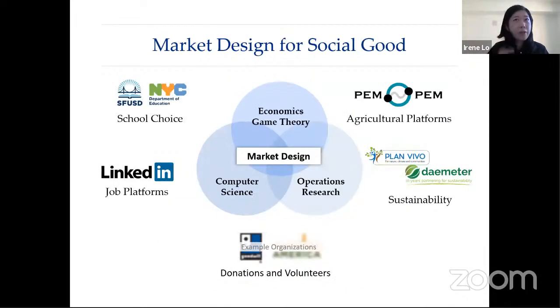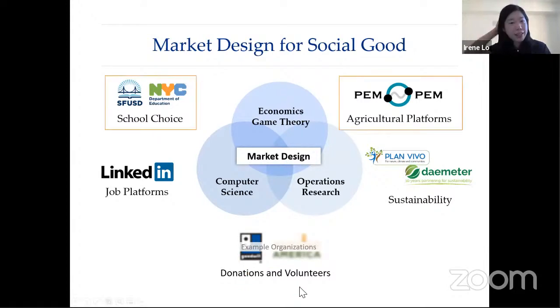And then what is market design for social good? Market design for social good takes the market design approach, where we combine economics, computer science, and operations research, and applies it to markets where we're assigning students to schools or jobs, workers to jobs, or volunteers to tasks or donations. What I'm going to do today is tell you a little bit about two specific examples of market design I've been working on. One is in the education space, so assigning students to public schools, and the other is in agricultural platforms, thinking about providing further access to market information in agricultural supply chains.